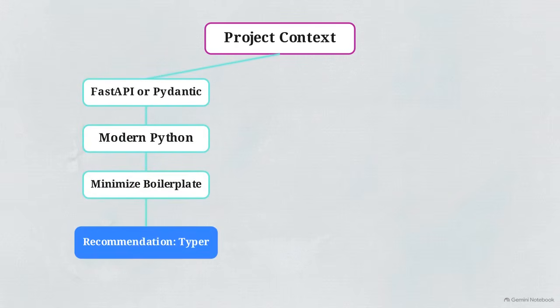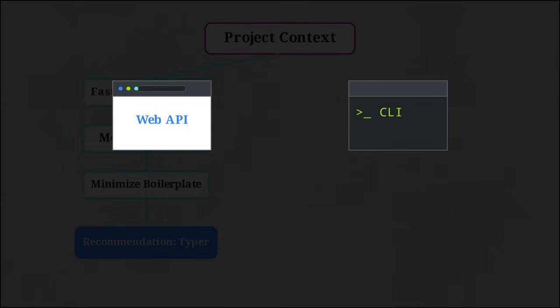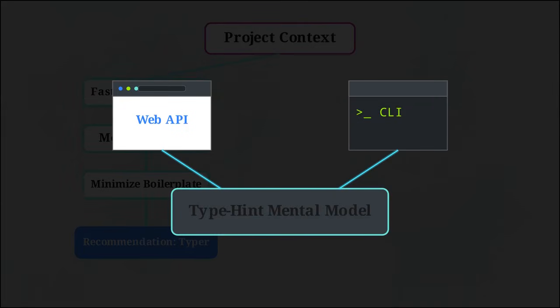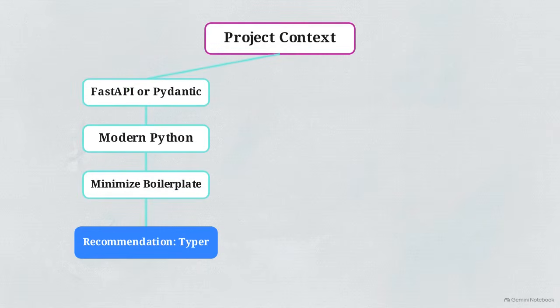When deciding which tool to use for a real-world project, the choice often depends on your existing ecosystem. If you are already working with FastAPI or Pydantic, the recommendation is typically to use Typer. It utilizes the same type hint mental model you're already using in your application code, which reduces the overhead of switching between web and CLI logic.